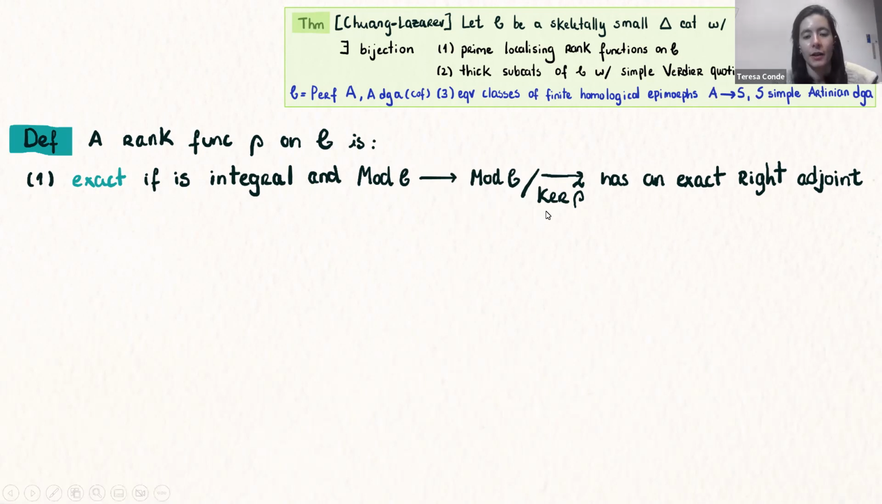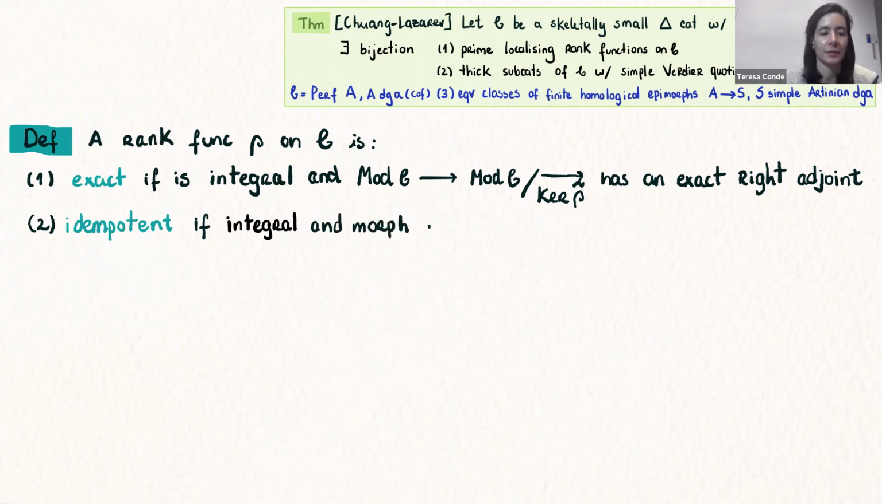So here on this side, we are quotienting mod C by the kernel of the lift of rho to big mod C. So rho tilde is the corresponding additive function, and we are closing it under direct limits. Okay, and this is how exact rank functions are defined. We ask for such a function to have an exact right adjoint.